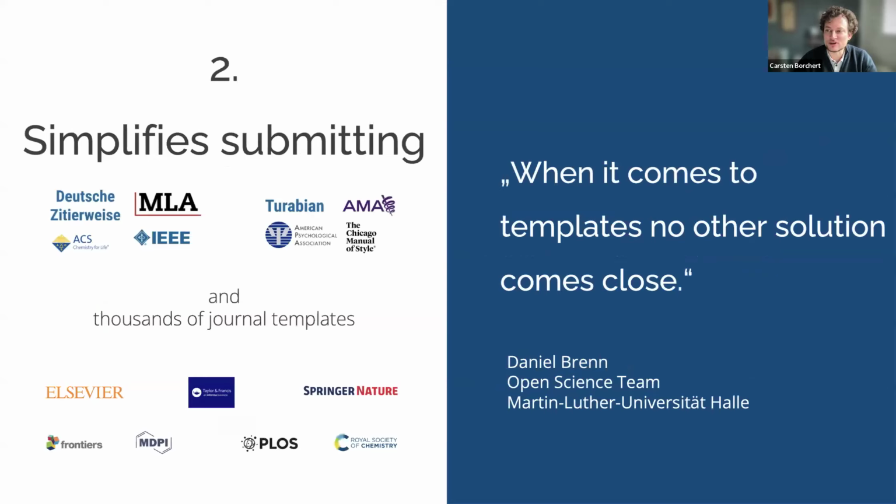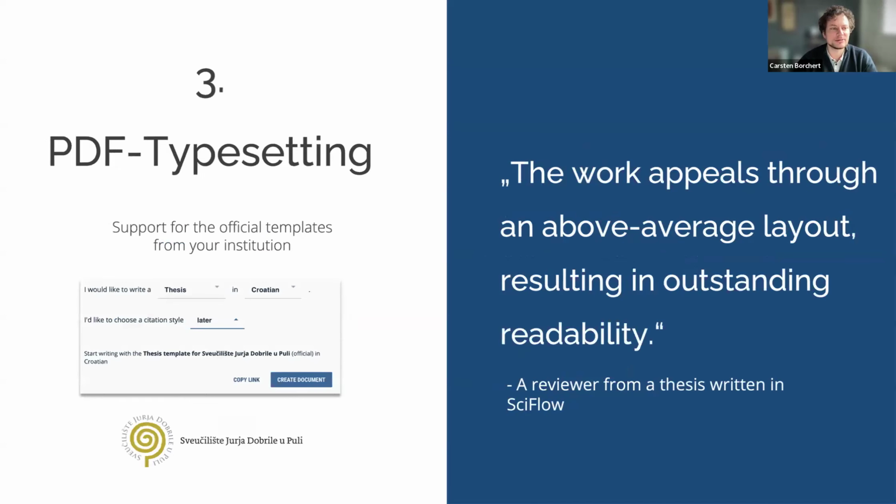Now, the second benefit, especially for researchers, is it simplifies submitting. It saves researchers time with our templates. For students, there's PDF typesetting. So I forgot to mention this. Especially with the journal submission templates, you actually get a Word document, because this is what publishers would expect at the moment. For students, they can do actually a little bit more.